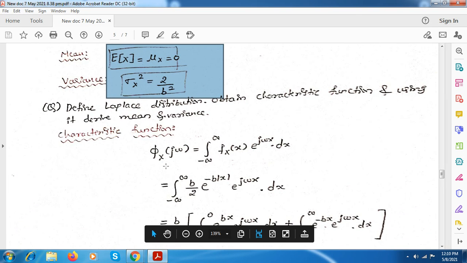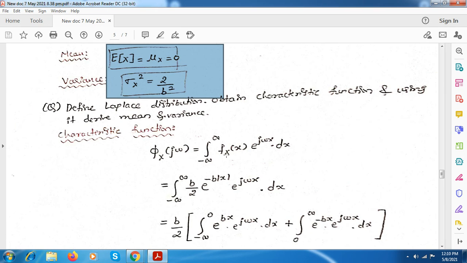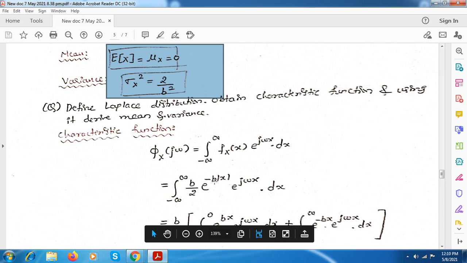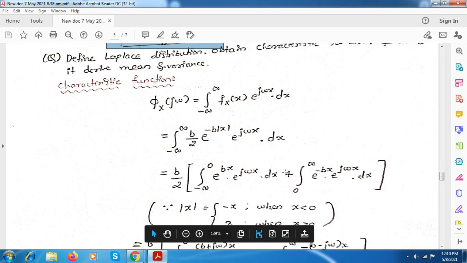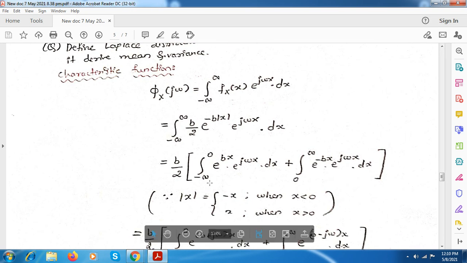Here it is the same equation: phi x of j omega equals integration from minus infinity to plus infinity of fx of x into e to the power of j omega x. Here this fx of x value is b by 2 into exponential of minus b mod x, into this exponential term, that is e raised to j omega x into dx. Here you can split this integration from minus infinity to 0, because here it is modulus. So you have to split this integration.